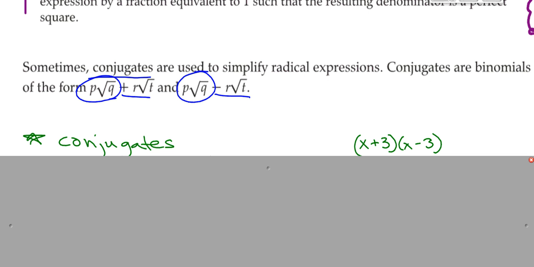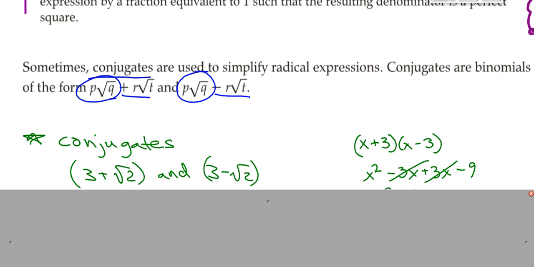First of all, if you remember multiplying something like x plus 3 times x minus 3, and when you multiply that, you distribute that. X times x is x squared. X times negative 3 is minus 3x. And then 3 times x is 3x, so we get plus 3x. And 3 times negative 3 is minus 9. And so that is what we get in that instance.